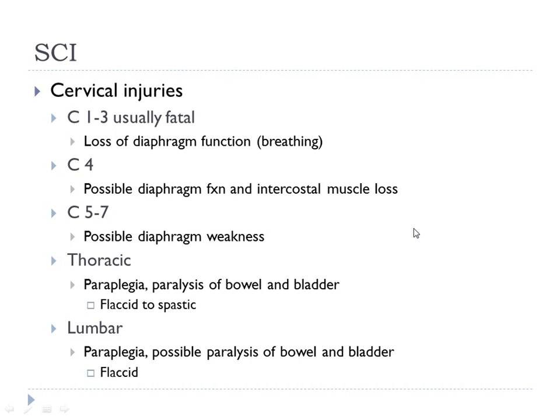Sepsis, bed sore. Yeah, what? Who? Like Superman. Christopher Reeve. What did he die of? What neurological condition did he have? I don't think he had a spinal cord injury, did he? Yeah, he did? Okay. He probably died of something else.